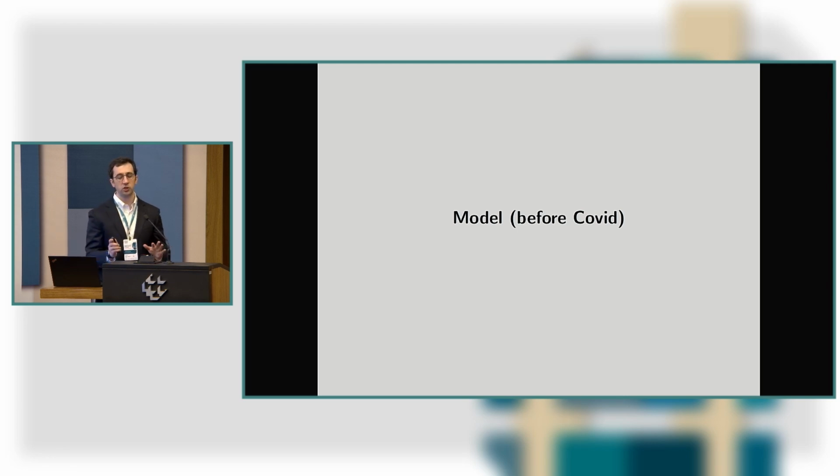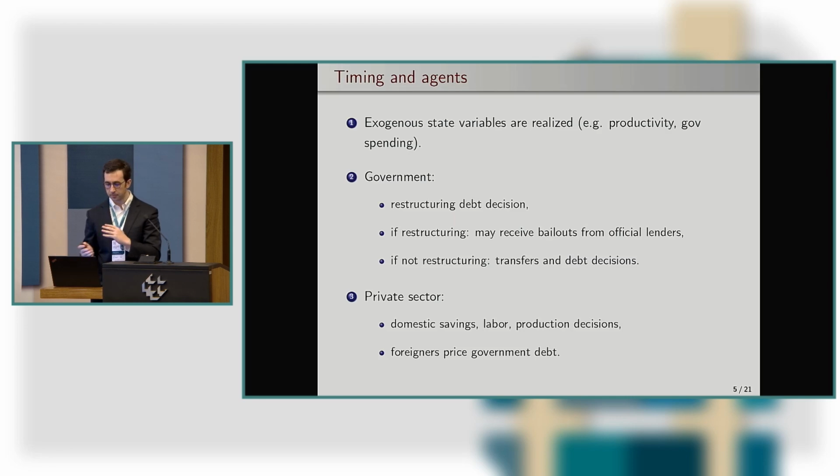So everything you see in orange is going to be a shock in the model. And we're going to try to very carefully measure shocks in the data so that we can feed them into the model. The timing is relatively standard in the sovereign default literature. This is the timing of Eaton and Gersovitz. You have some shocks that are realized. Then the government decides whether to default. If it triggers this default, there may be an intervention by an official lender. And if it does not default, then there's some transfers and debt decisions.